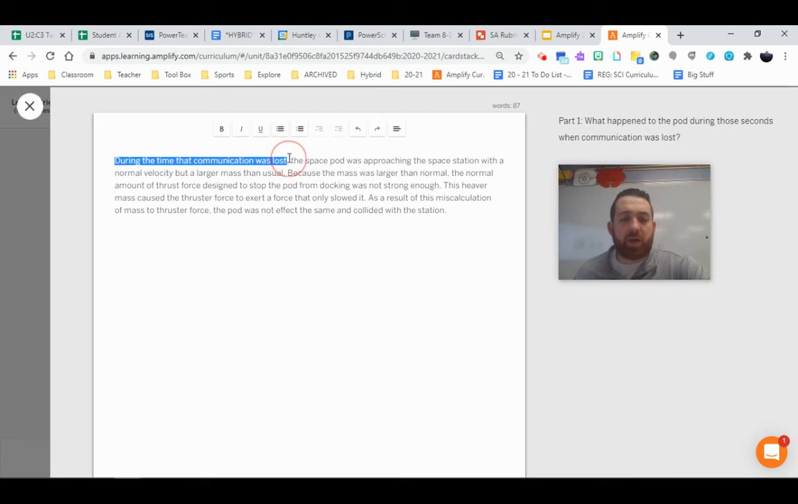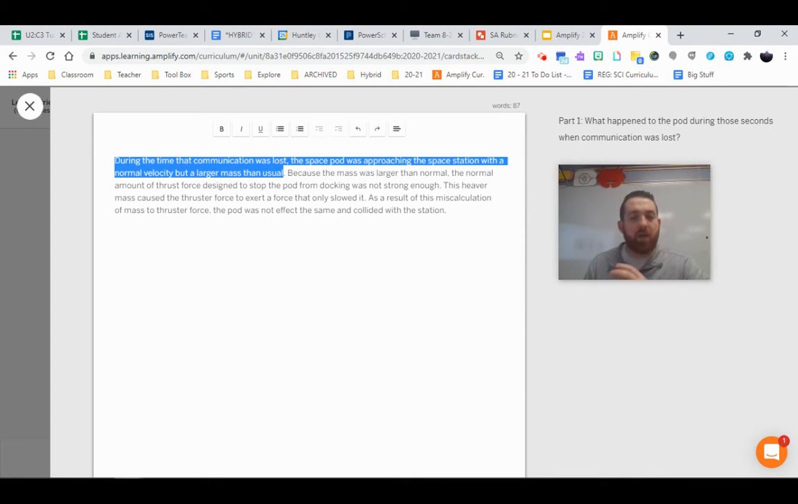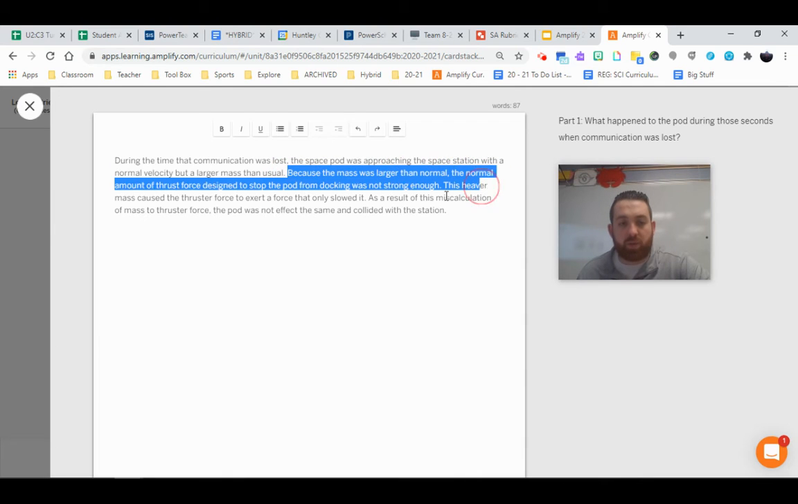During the time the communication was lost, the space pod was approaching the space station with a normal velocity but a larger mass than usual. Notice I'm pointing out some of that important detail, some information leading to the collision. Because the mass was larger than normal, the normal amount of thruster force designed to stop the pod from docking was not strong enough. So there's the big thing right there. I point out that relationship between force, mass, and velocity.